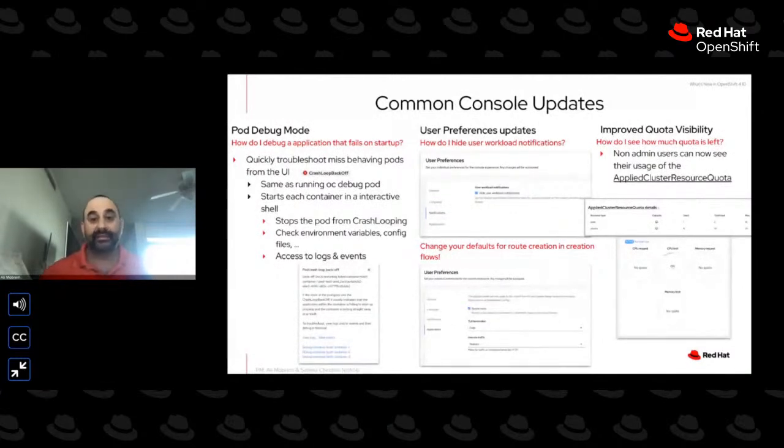The next thing we added is we updated the user preferences. One of the big asks we got was to be able to hide user workload notifications from the admin, so you now have the ability to hide that. Also, we added the default method for route creation. If you want to make sure that secure routes is the default option selected when you're trying to create a new route, that will be enabled as well. And then finally, we added the ability for non-admin users to see their quota usage via the applied cluster resource quota. That is now available to non-admins in the UI. All right, next slide, please.